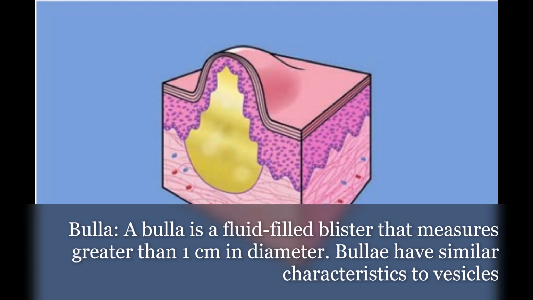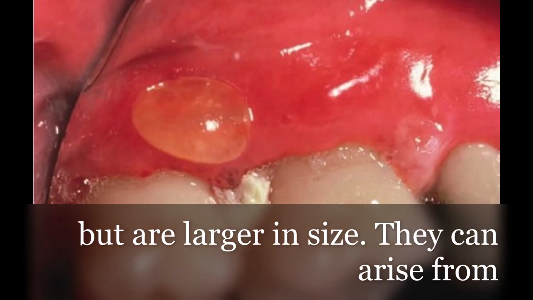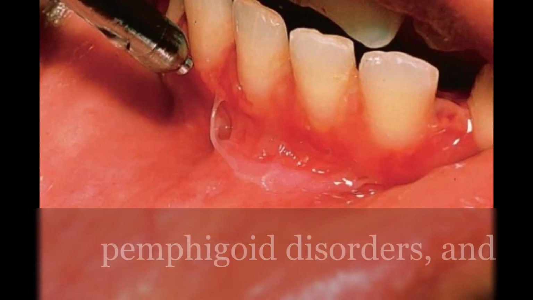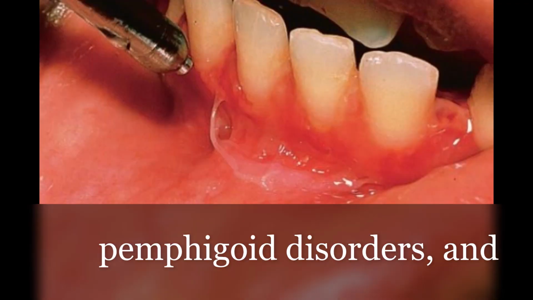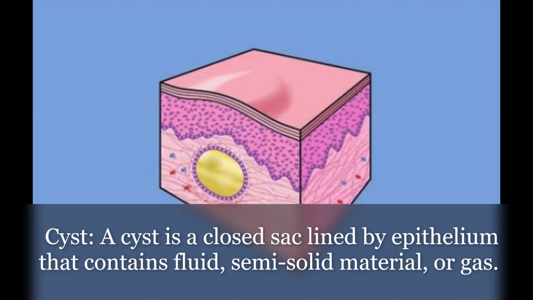Bulla. A bulla is a fluid-filled blister that measures greater than 1 centimeter in diameter. Bullae have similar characteristics to vesicles but are larger in size. They can arise from various causes, including burns, pemphigoid disorders, and bullous impetigo.